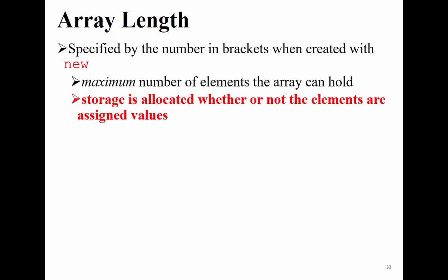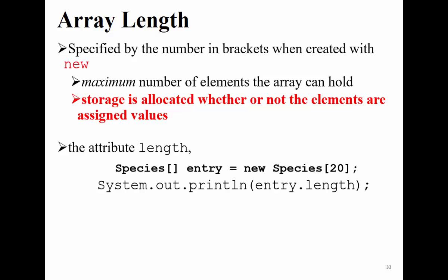Array length: we discussed that whenever we are defining the array, we have used the new keyword, and this storage will be allocated for us. Now, the attribute length, as you can see, we define a species entries and a new species 20. So you can ask entry.length. And we cannot change the length of this array by any method. We can only do it by destroying the array and building a new array.